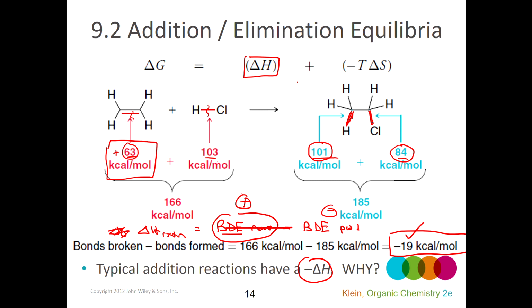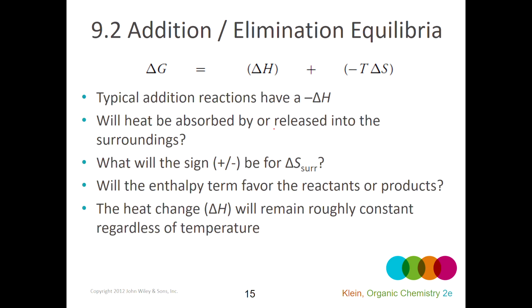If we were looking at the elimination reaction, it would be the opposite. If we have to break sigma bonds, we have to put more energy in than is released when the new pi bond forms. So that would be a positive delta H in the reverse direction and a negative delta H in the forward direction. All right, so now we have a sense that delta H is negative. Will heat be absorbed by or released into the surroundings? Well, a negative delta H from the point of view of the system means energy is released into the surroundings.